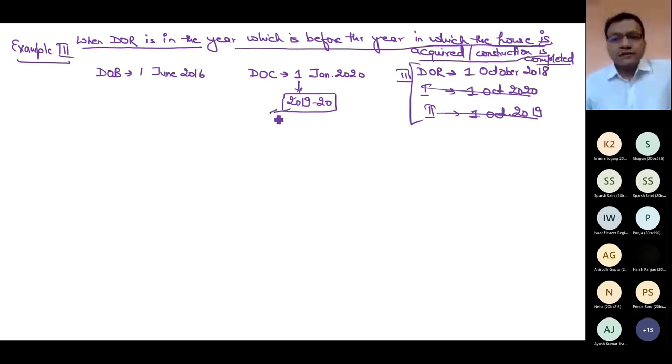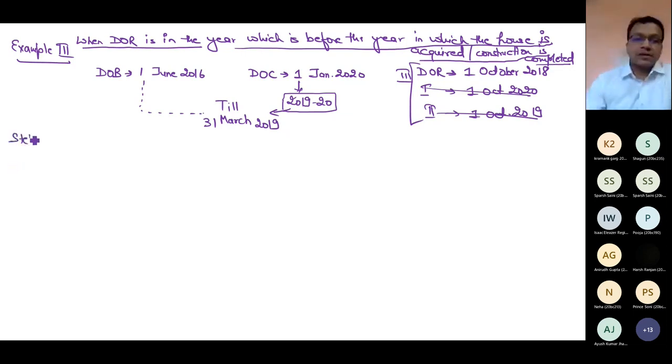But before this year, what is before this year? What do I mean by before this year? That means before March 31, 2019, and starting from the date of borrowing till this date. Yes, that means interest is payable. If it is payable, then you have to compute pre-construction period interest. So start step 1: compute PCP.